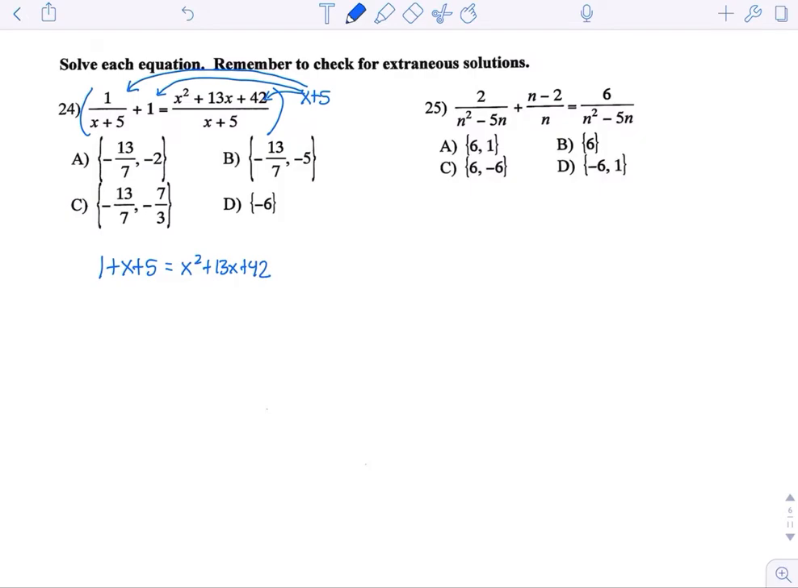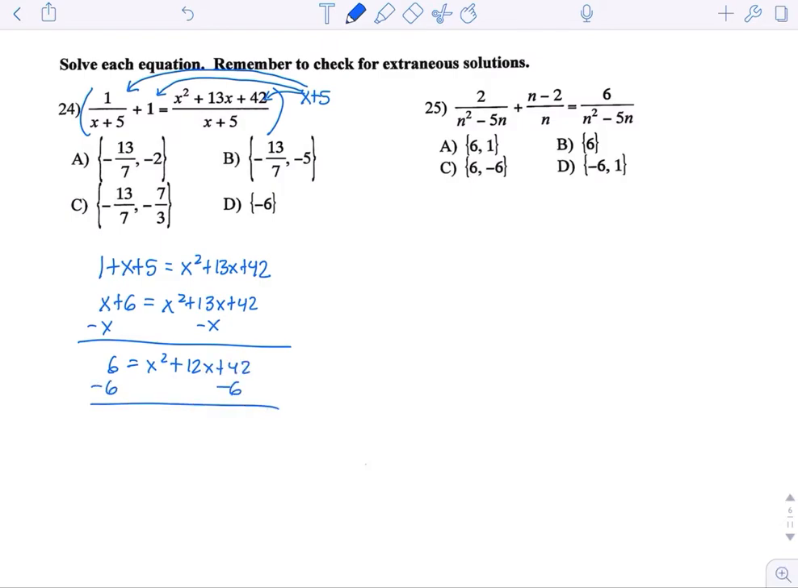Now, when you guys have this, just set it equal to 0 and then solve for x. So we're going to get x plus 6 on this side because 1 plus 5 is 6. Going to subtract x from both sides. 13x minus x is 12x. And subtract 6 from both sides.